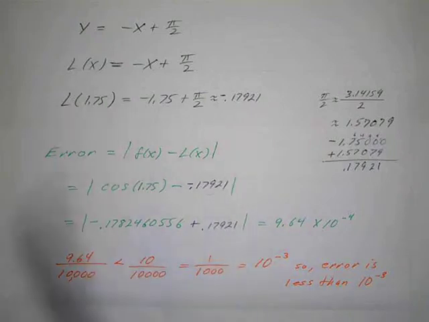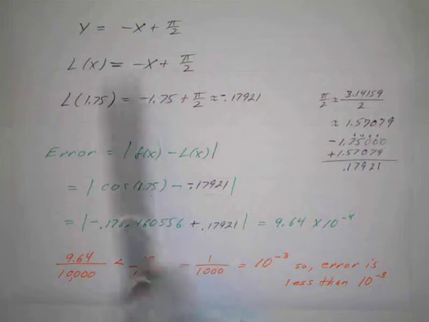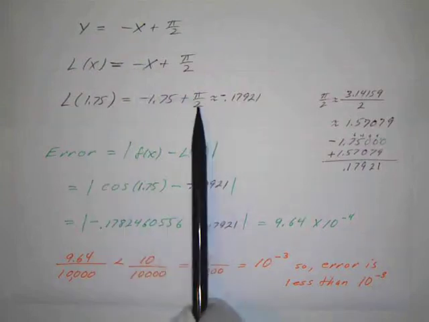So basically, we know what we know from above, and we could do that without any tables. You could just use a tablet someplace if you want to work that out. So I've got negative 1.75. This was my x, that's what I want to approximate, plus pi over 2. Now, what's pi over 2?